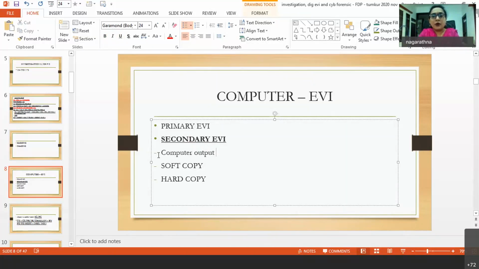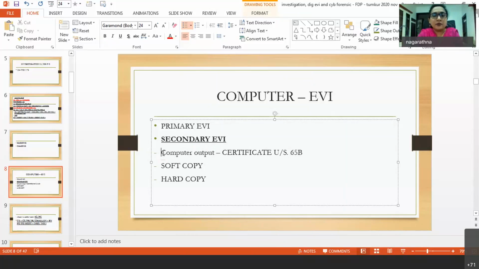And this computer output, you should give a certificate saying that this output is from this device. So this certificate is called a 65B certificate, or it is required to be produced as per section 65B of the Indian Evidence Act. Okay, so what is this certificate?